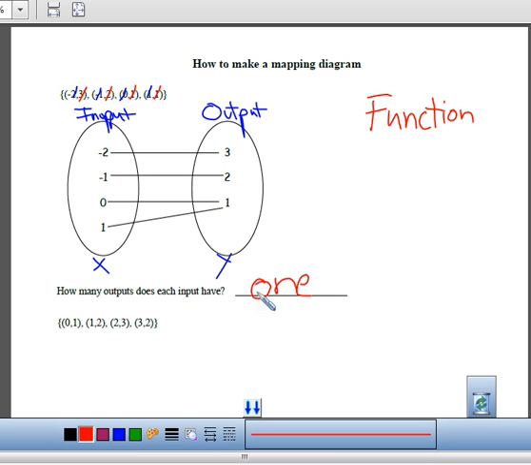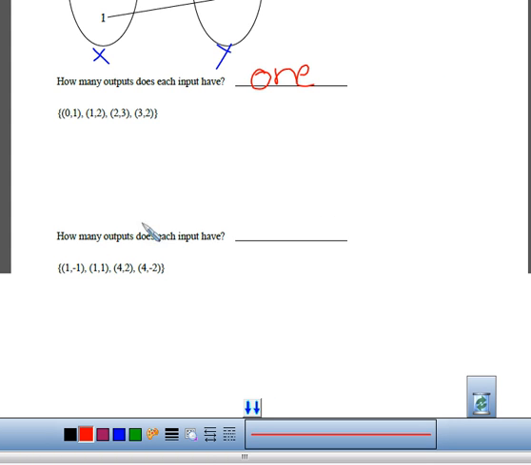Alright, so let's take a look at the next example. So we've got 0, 1. Here's our set of ordered pairs: 0, 1, 1, 2, 2, 3, and 3, 2. Alright? So first I'm going to list off all my x values. So I've got 0, 1, 2, and 3.